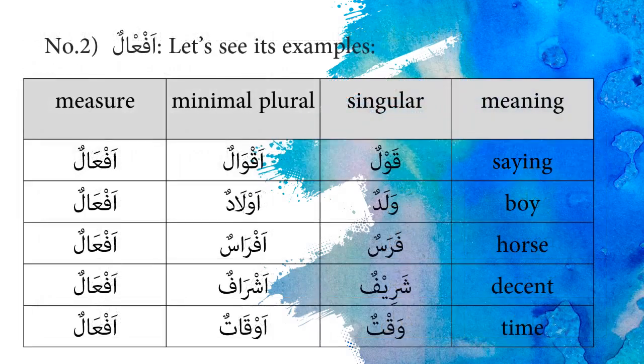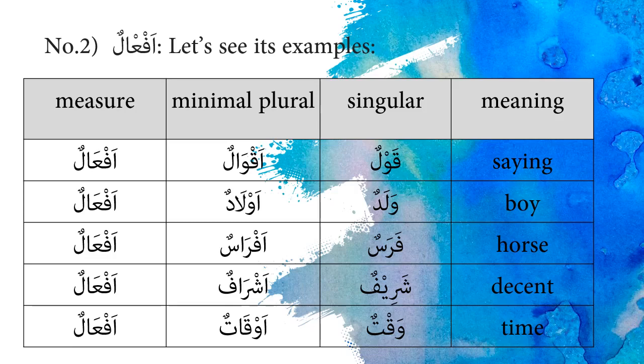Number 2, af'alun. Let's see its examples. Measure af'alun, minimal plural is aqwalun, singular is qawlun, meaning saying. Af'alun, awladun, singular is waladun, meaning boy.